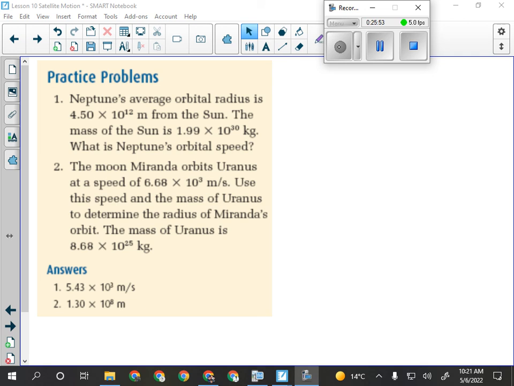Just because we're starting to run a little bit short on time here. For question number 1, we're solving for the speed of Neptune. Now, what did they not give you? They didn't give you Neptune's mass. They didn't give you Miranda's mass in the second one either.